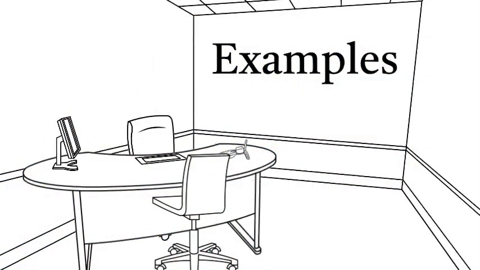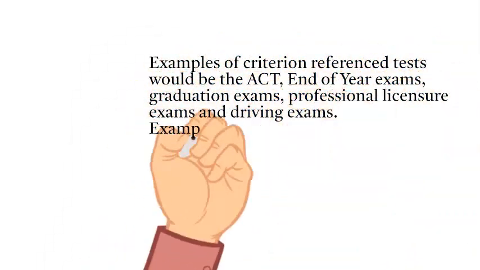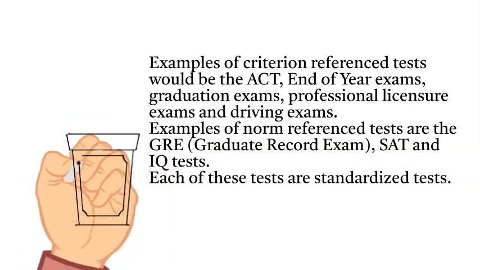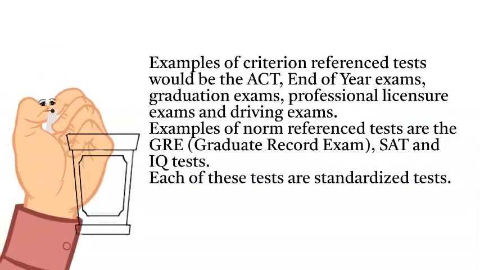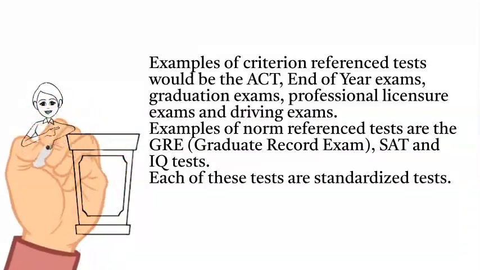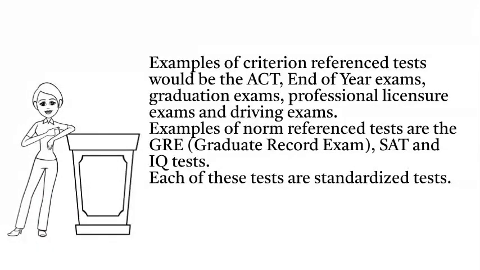In this next section, I will be giving examples of each test. Examples of criterion reference tests would be ACT, end of the year exams, graduation exams, professional licensure exams, driving exams. Examples of norm reference tests are the GRE Graduate Record Exam, SAT, and IQ test. Each of these tests are standardized tests.